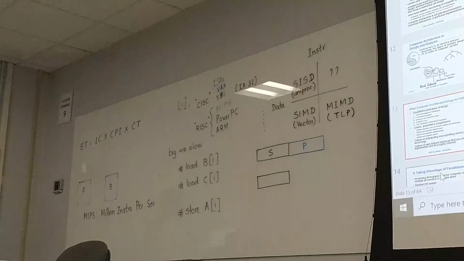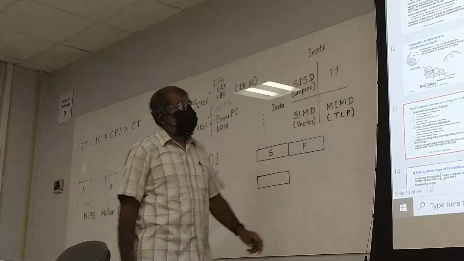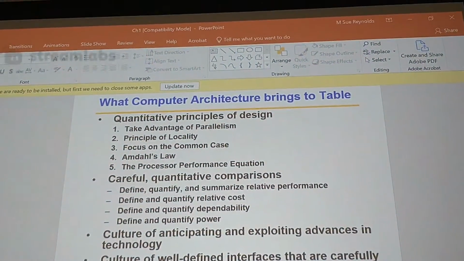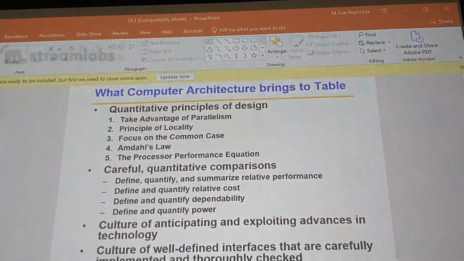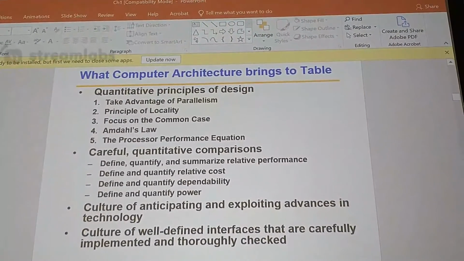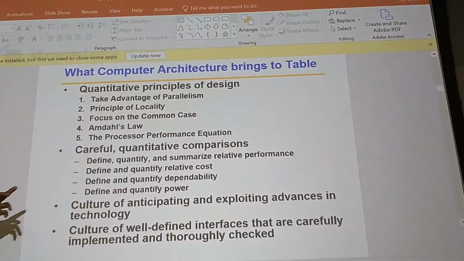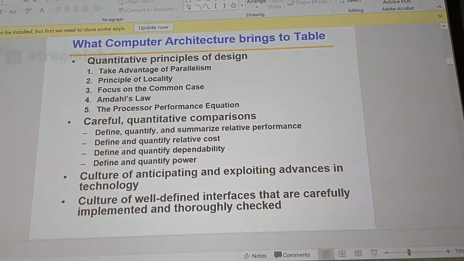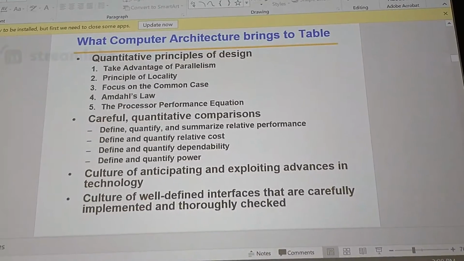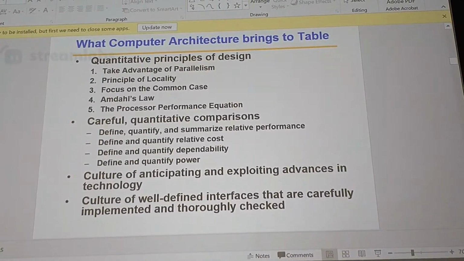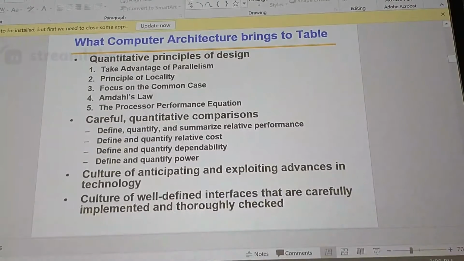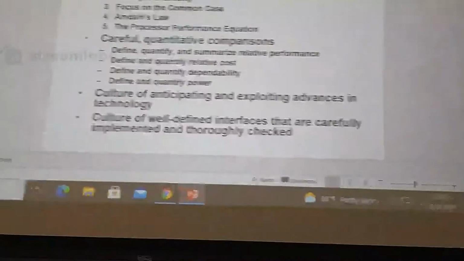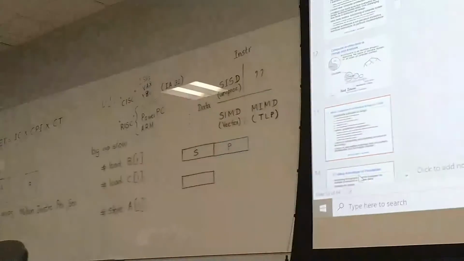Okay, so that's the fifth one here, the processor performance equation. These ideas were developed when performance was considered to be the most important thing. Now in the late 90s, power consumption became very important. Why is power important?